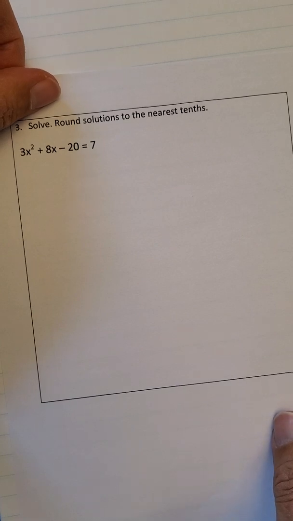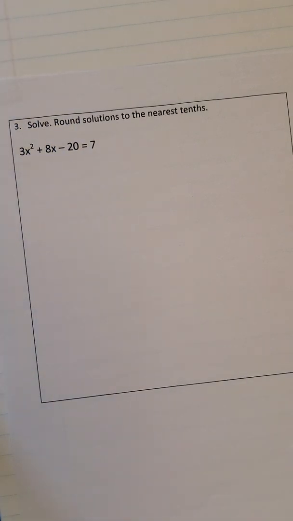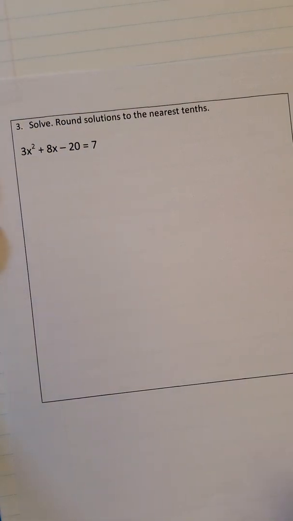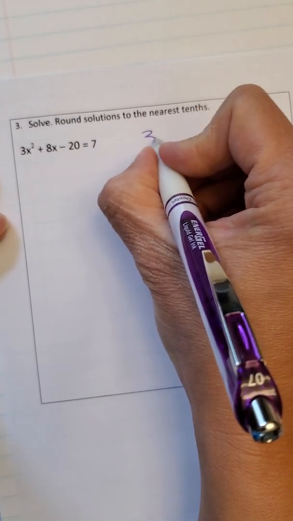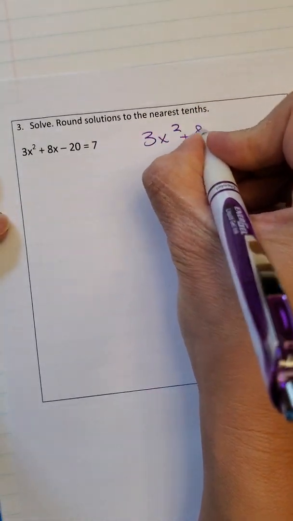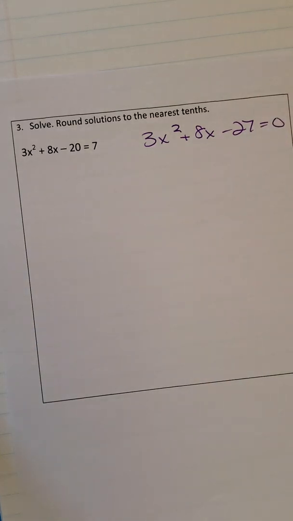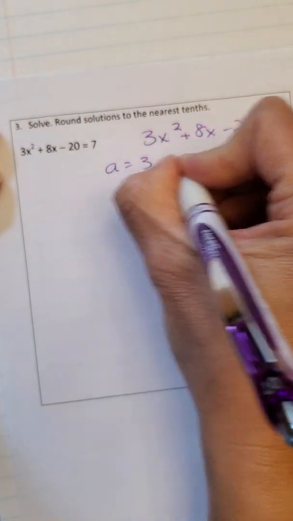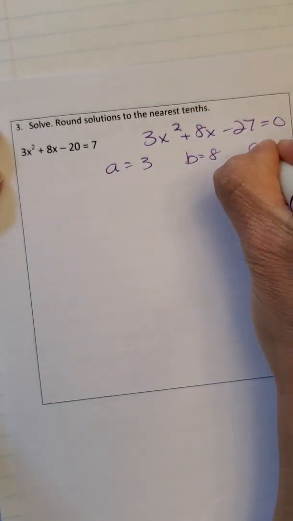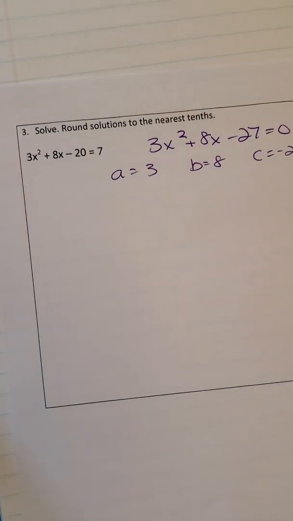Here we go. It's not in standard form, so we need to get it in standard form by subtracting 7 from both sides. And when we do that, our new equation becomes 3x squared plus 8x minus 27. So then we've got to find our A, B, and C. Our A is 3, our B is 8, and our C is -27.